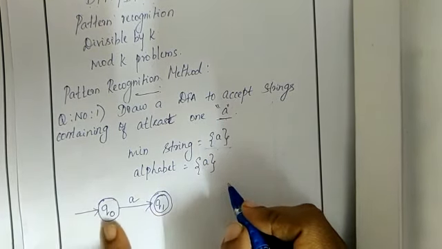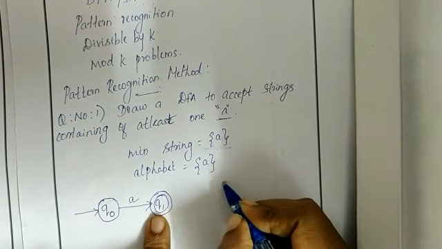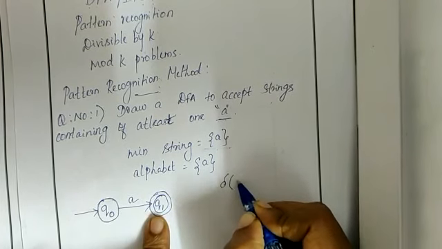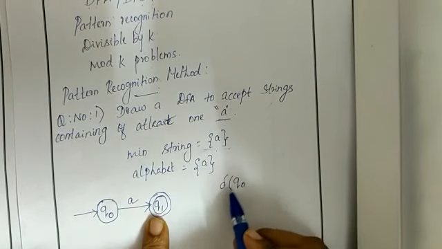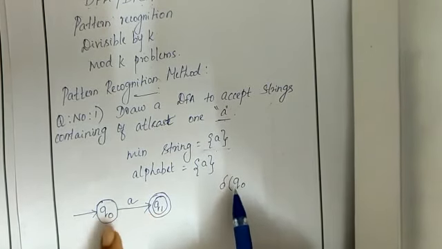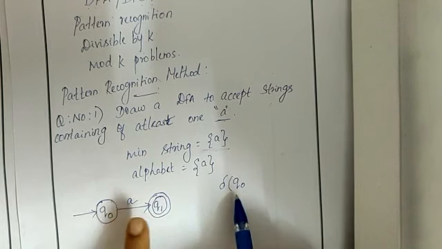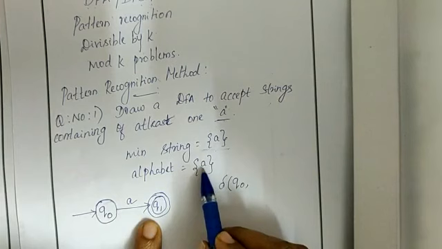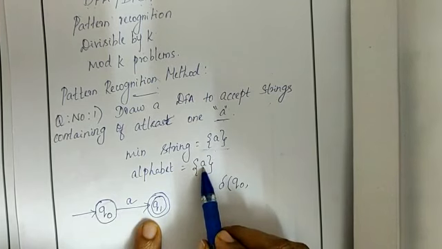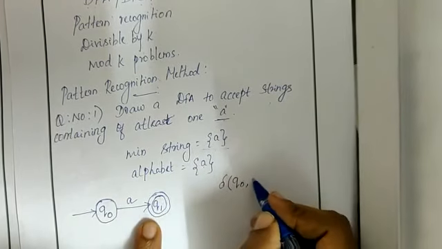What are the states? Q0 and Q1. Now you can write delta of Q0. Delta represents transition. The first state is Q0. Now what you have to do is write your alphabet. My alphabet is A.